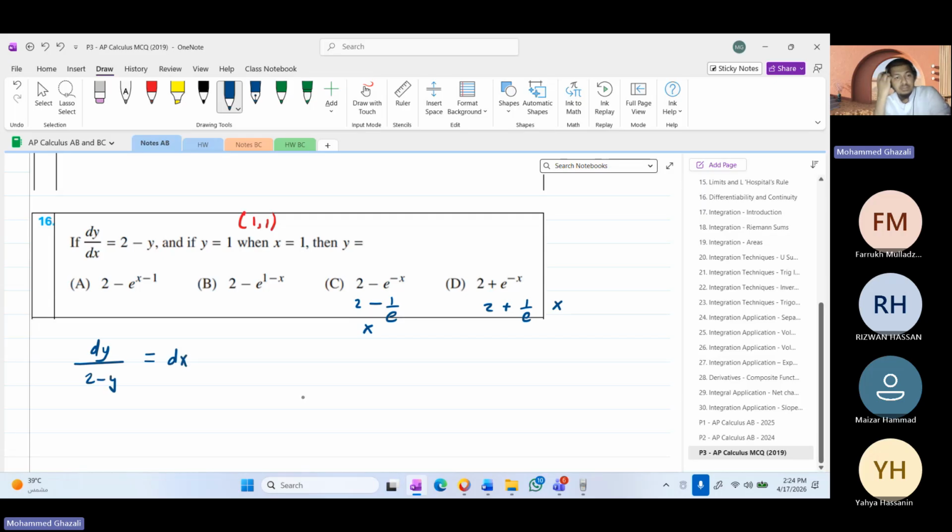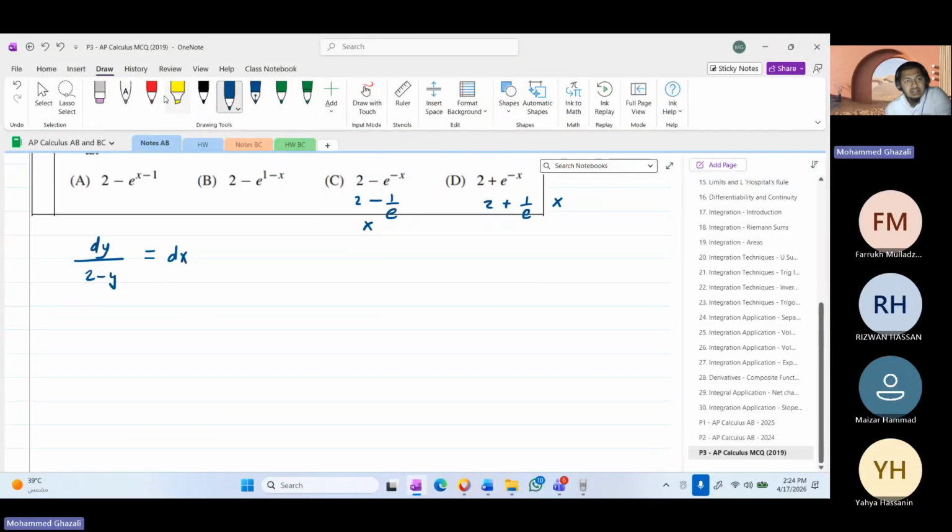Yeah, it's possible. Then you integrate both sides. You'd get negative ln of 2 minus y equals x plus c. The integral of this is x plus c. But then we solve for c. At x equals 1 and y equals 1, you can solve for c.